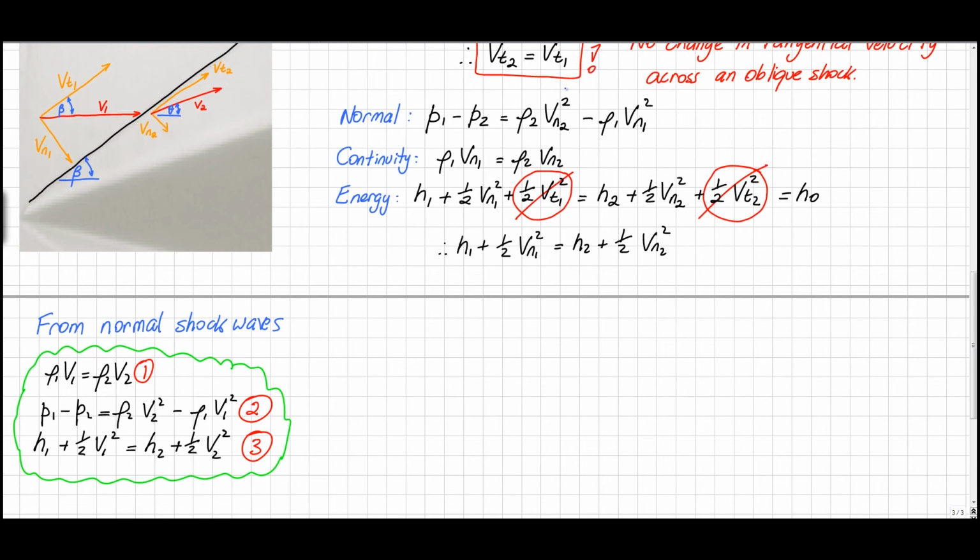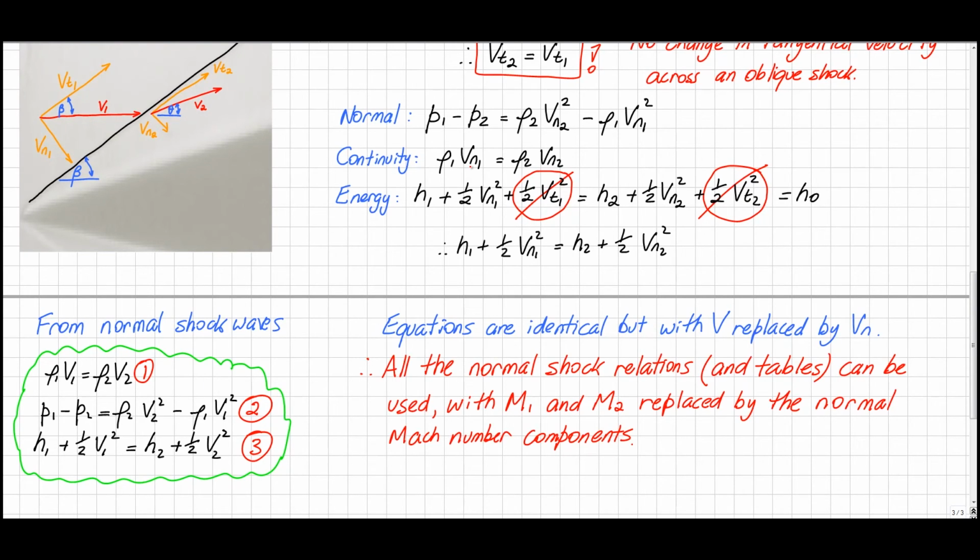Now, if you have a look at the equations we've just derived on the top of the page up here, you'll see that they're identical to the ones that we derived for the normal shock waves, except for one point: where we had V1 and V2 for the normal shock waves, we now have Vn1 and Vn2 for the oblique shock waves. Our equations are identical, but we have V replaced by Vn. So this is the important consequence of that. All the normal shock relations and the tables that we've already derived and developed for the normal shock waves can be used for oblique shock waves just by replacing M1 and M2 by the normal components of the Mach number.